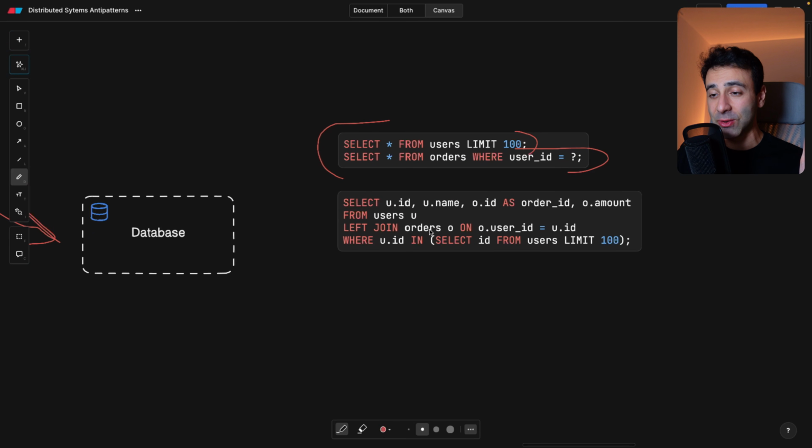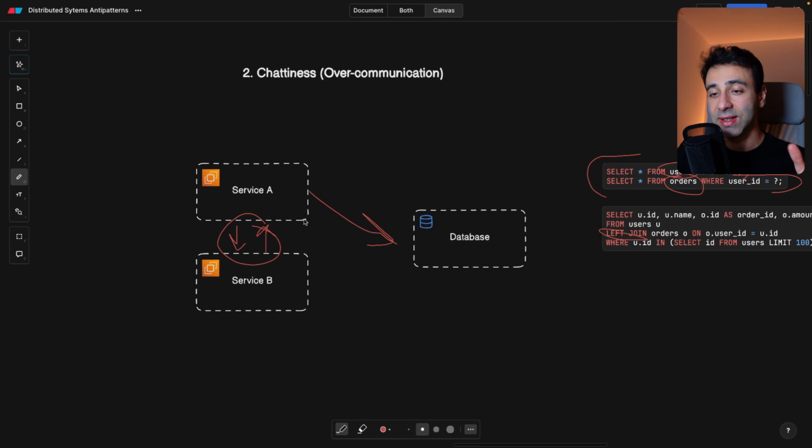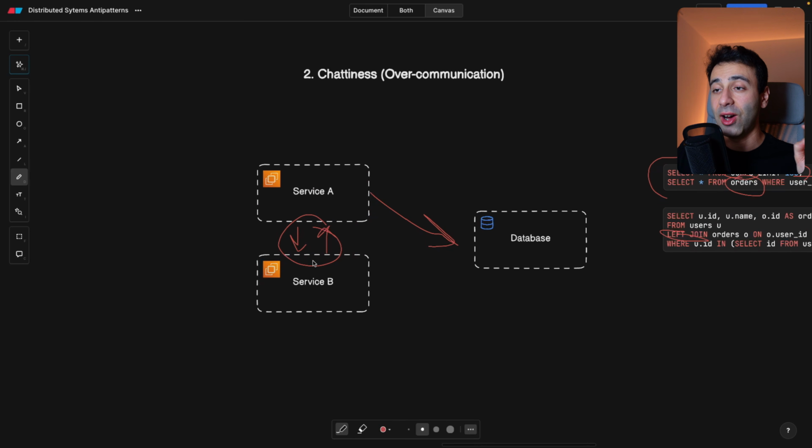What instead you should do is use something like a left join, all right? Use the join because you will be able to fetch the data from the first database users and fetch the data from orders at the same time. All right, so keep this in mind and make sure that your services and your databases don't exchange the data all the time with each other, that they are optimized and batched whenever it needs to be.